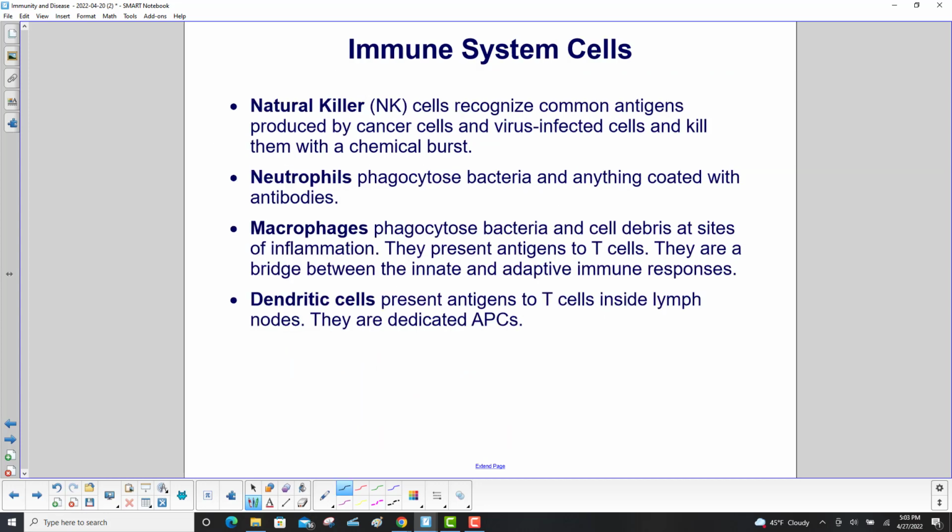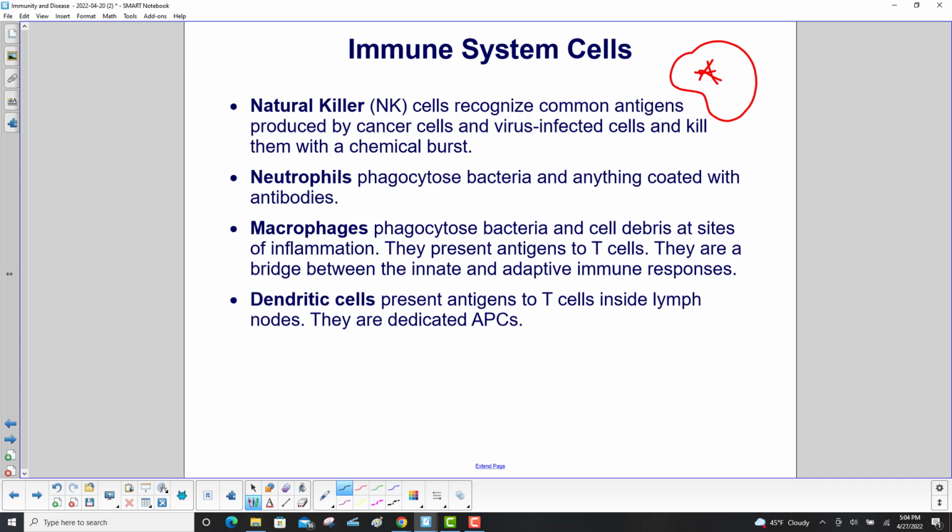Here's a summary of all the cells we've talked about. We have natural killer cells. They recognize common antigens produced by cancer cells and virus-infected cells and kill them with a chemical burst. Neutrophils phagocytose bacteria. That means they engulf them. Here's a bacteria in there. And anything coated with antibodies. Macrophages also phagocytose bacteria and cell debris at sites of inflammation. They present antigens to T cells. They are a bridge between the innate and adaptive immune responses.